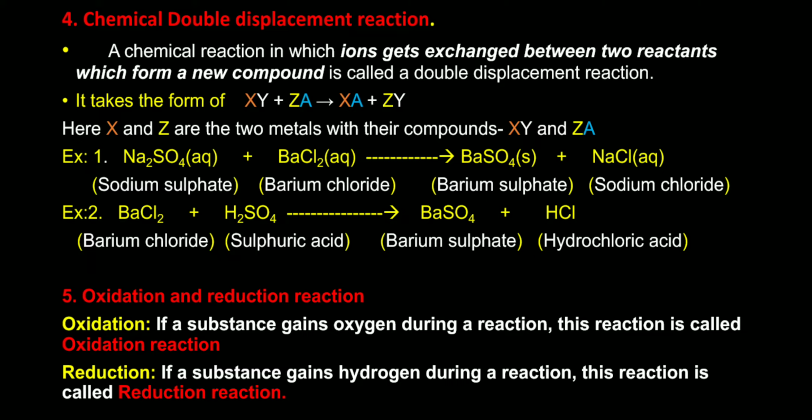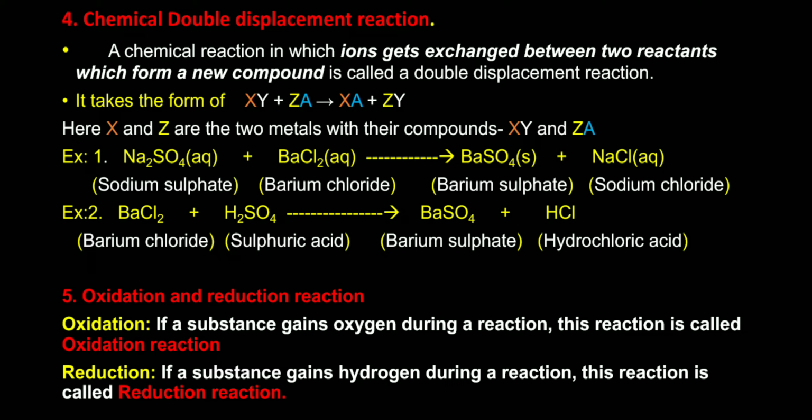Look carefully, XY and ZA. Here in the compound XY, Y is eliminated, and X accepts the A from the ZA, and then it becomes XA and ZY. I made this equation with color so you can better understand it. Hence X and Z are the two metals with their compounds XY and ZA.